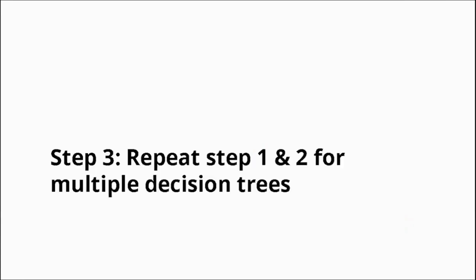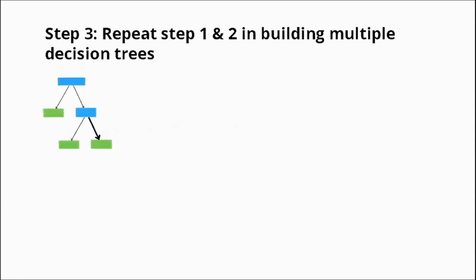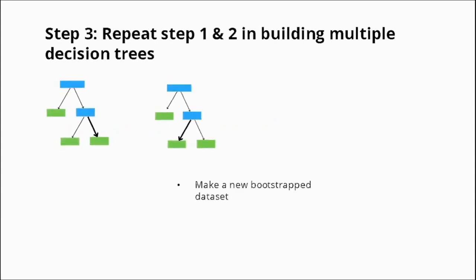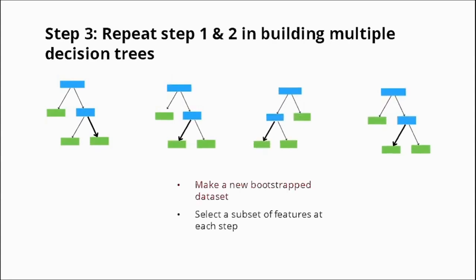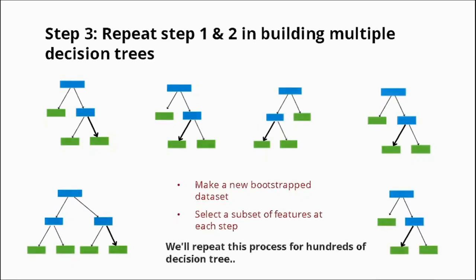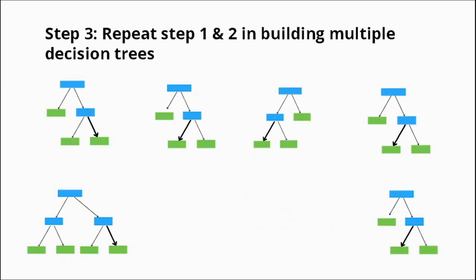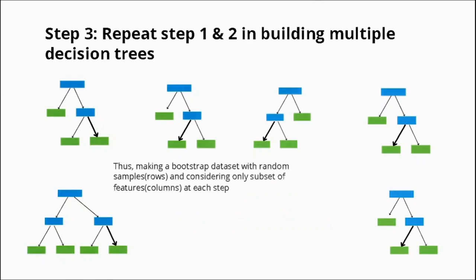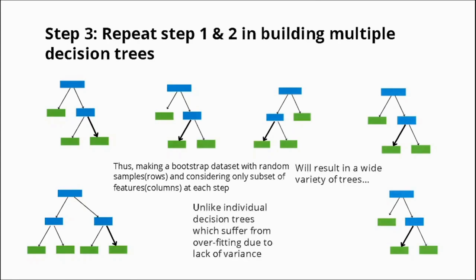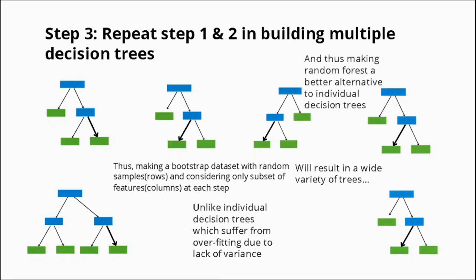Step 3. Repeat steps 1 and 2 for multiple decision trees. We keep on making new bootstrap datasets and selecting a subset of features at each step for every single decision tree. We will repeat the process for hundreds of decision trees. Thus, making bootstrap data with random samples and considering only a subset of features at each step will result in a wide variety of trees, unlike individual decision trees which suffer from overfitting due to lack of variance, and thus making random forest a better alternative to individual decision trees.